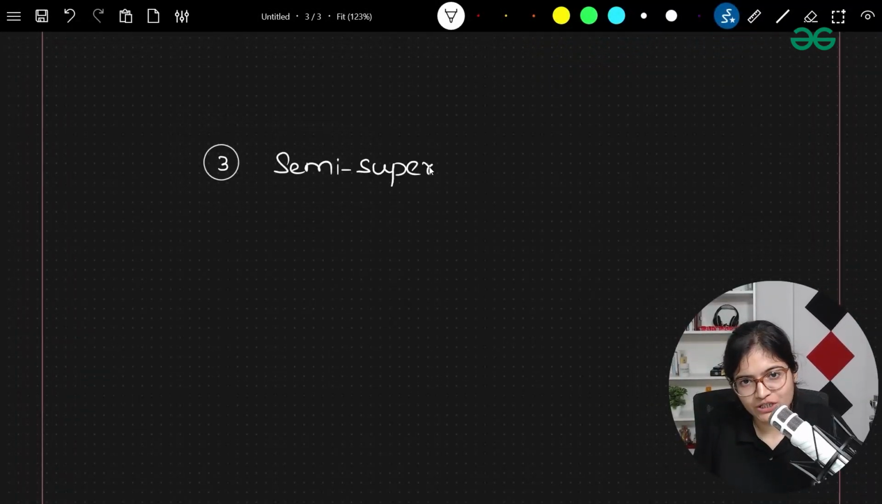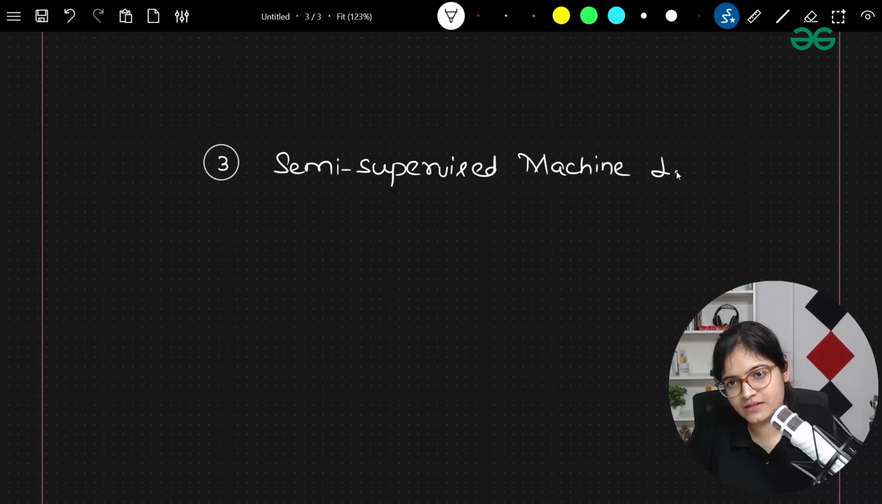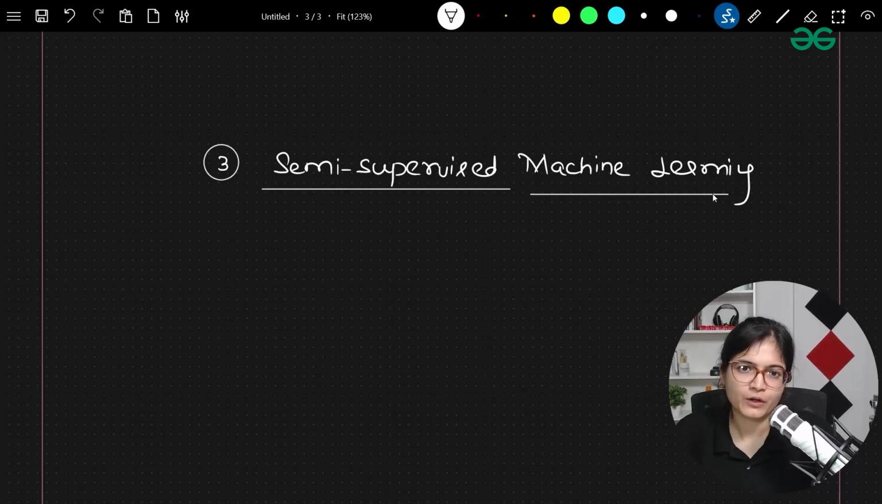Semi-supervised machine learning. You might use this particular thing in the industry a lot. Now, what usually happens is that in real-world practical scenarios, we don't have a very huge amount of labeled data, specifically in various domains like healthcare. So what usually happens in that scenario?